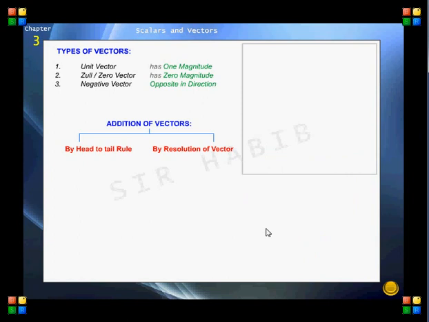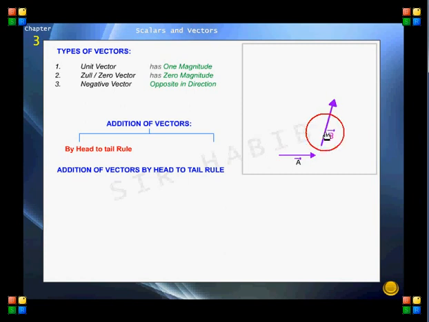Now, addition of vectors. We have 2 simple rules to add 2 or more vectors. Number first, the head to tail rule, and number second, by resolution of vector. Addition of vectors by head to tail rule, we can understand by these 2 vectors. Let's put this is vector A and this is vector B. If I take this vector with the same direction and same magnitude, and just put it here, you can see that this is the tail of vector A and this is the head, and B has this tail and this is the head. I put the tail of vector B on the head of vector A.